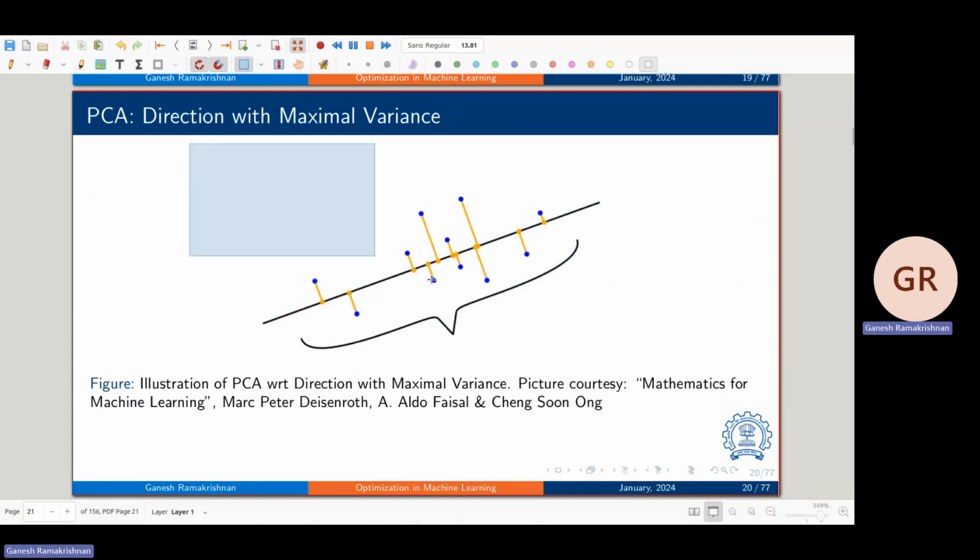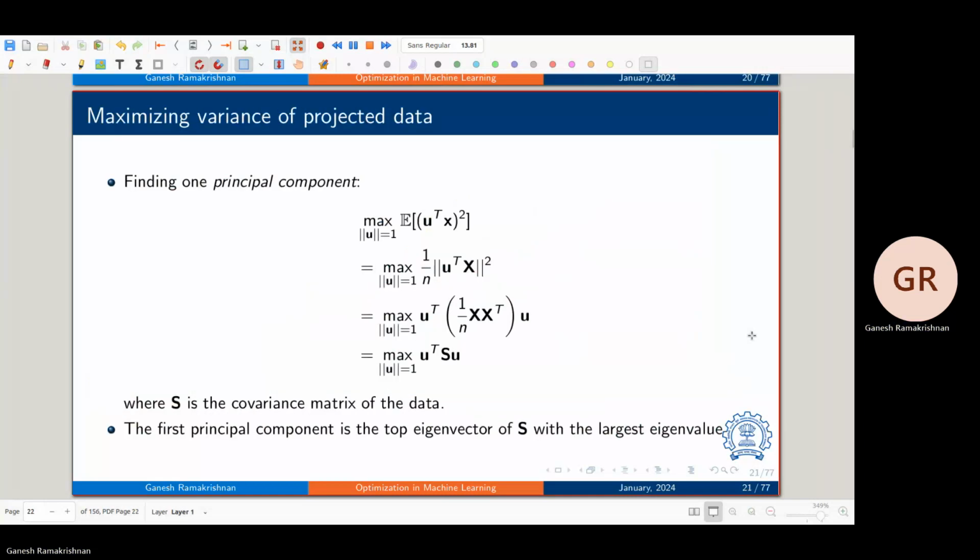This is what I've shown you in the last class. This is the first principal component, the direction of maximum variance. For the second one, you eliminate that direction and then find the next direction of maximum spread. That's how you run through this iteratively. So I've just run through how the first principal component algorithmically is maximizing the variance of the projected data.